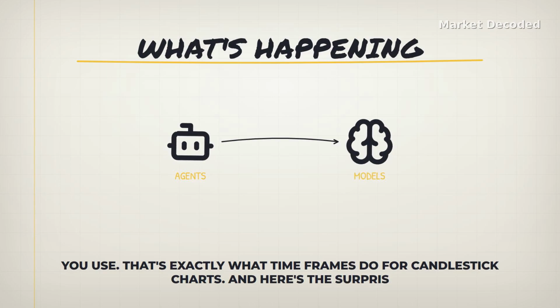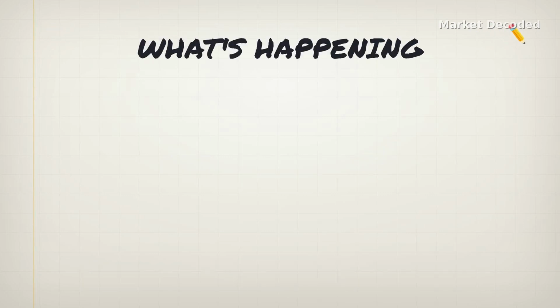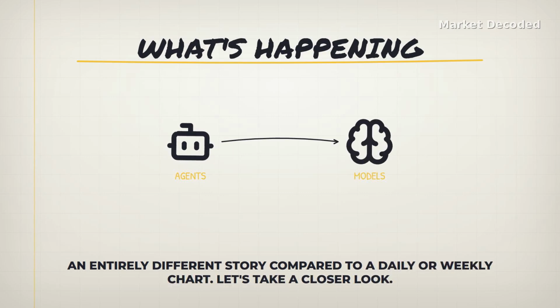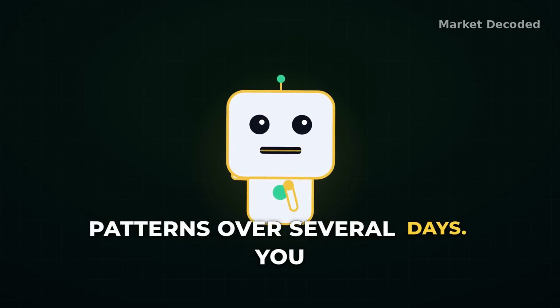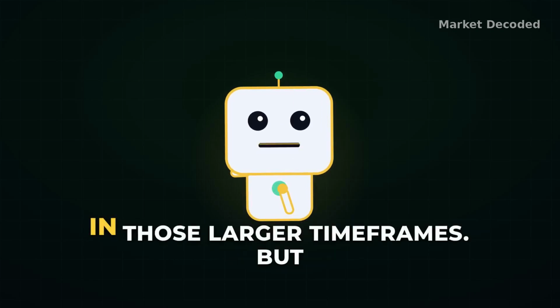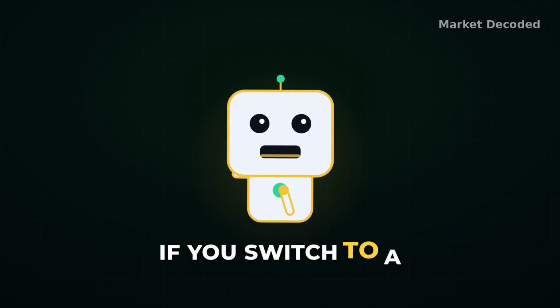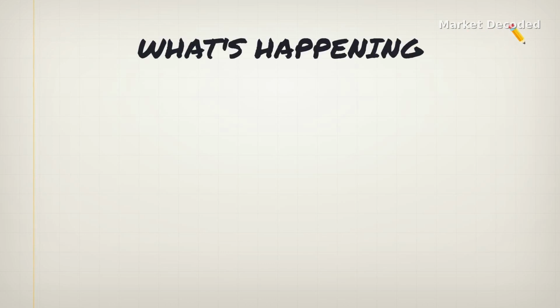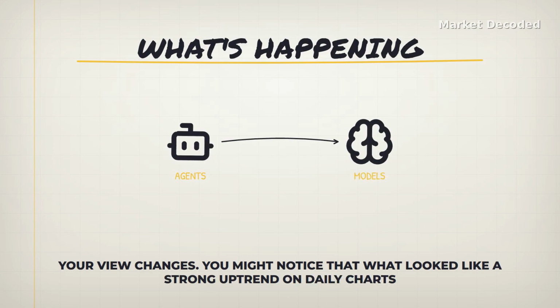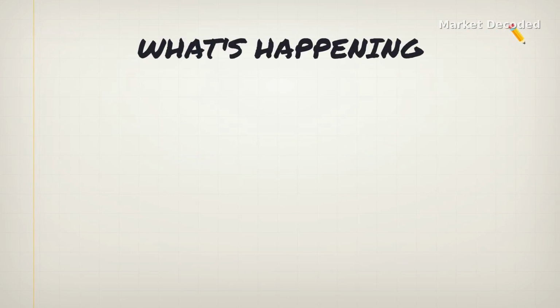And here's the surprising part. A candlestick chart that shows 1 minute of trading action is telling an entirely different story compared to a daily or weekly chart. Let's take a closer look. If you're looking at a daily chart, it's like zooming out to see the overall weather patterns over several days. You can spot trends and support/resistance levels that appear in those larger time frames. But if you switch to a weekly chart, suddenly your view changes. You might notice that what looked like a strong uptrend on daily charts is just a consolidation pattern. The big picture becomes clearer, like seeing the clouds part after a stormy day.